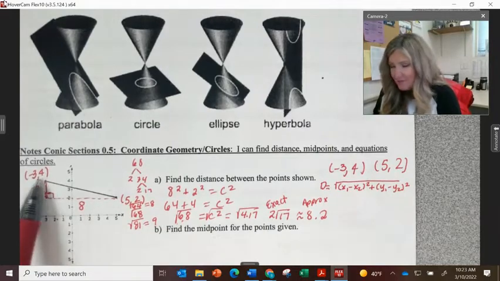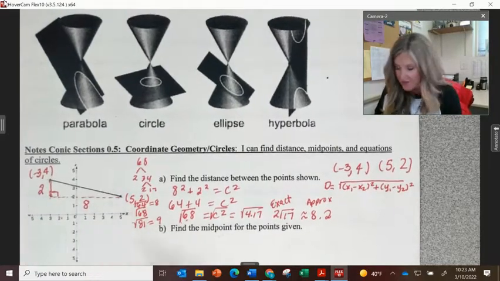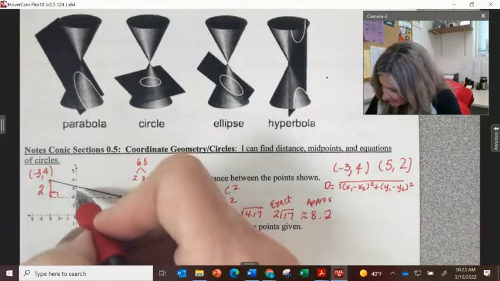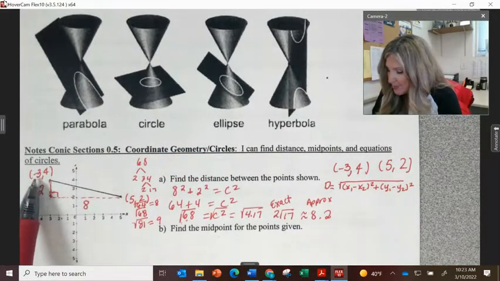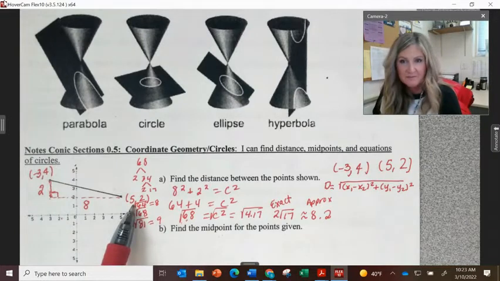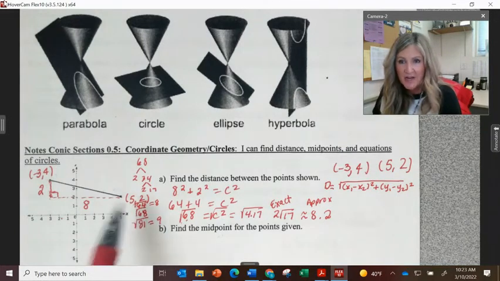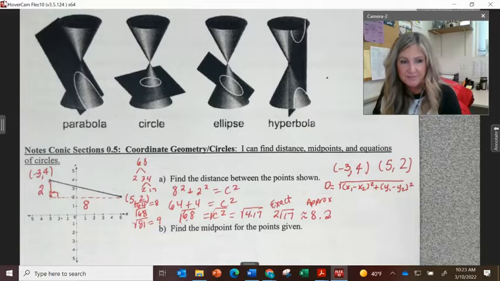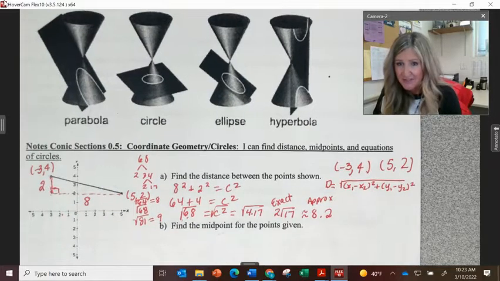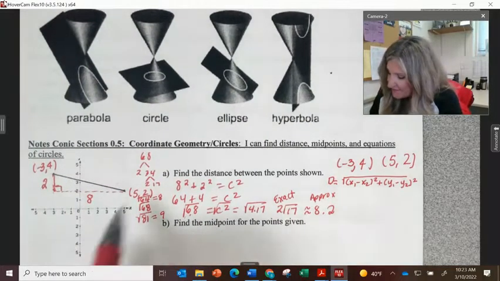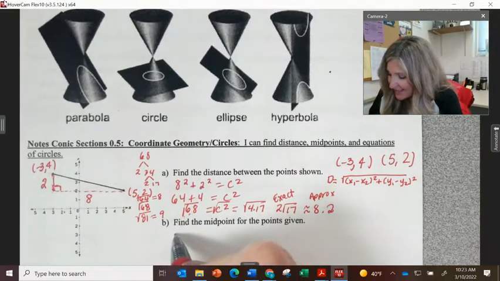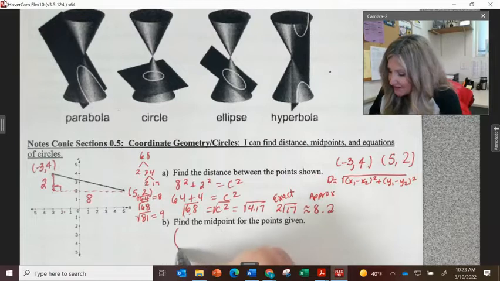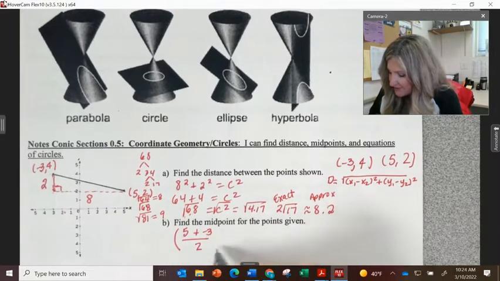The midpoint means the middle of these two. So I'm thinking the midpoint, I don't know, it's around right in there. How do I find the middle of -3 and 5? What would I do? How do you find the middle of any 2 points? Well, you can add them up and divide by 2, right? So to find the midpoint between 5 and -3, I'm just going to add them and divide by 2. That's just finding the average. So I'm going to do 5 plus -3 divided by 2.